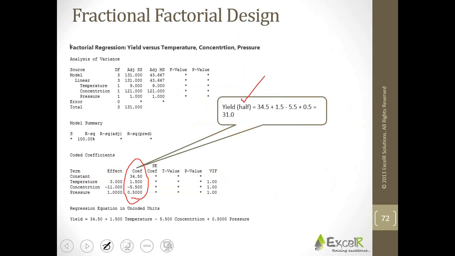And if I want the output equation, the regression equation, this is the equation. Now if I want to find out the yield the next time, if I know the temperature, concentration and pressure, I can straight away predict the yield and tell the senior management that your yield or productivity will be so much, given the temperature, concentration and pressure.